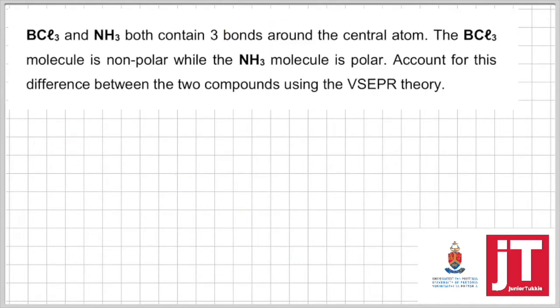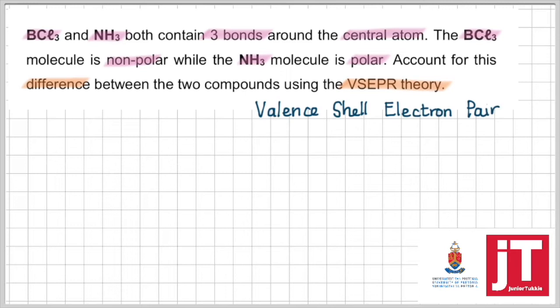This problem says, boron trichloride and ammonia both contain 3 bonds around the central atom. The boron trichloride molecule is, however, non-polar, while the ammonia molecule is polar. Account for this difference between two compounds using VSEPR theory. And I would like to remind you that VSEPR theory is just valence shell electron pair repulsion theory.